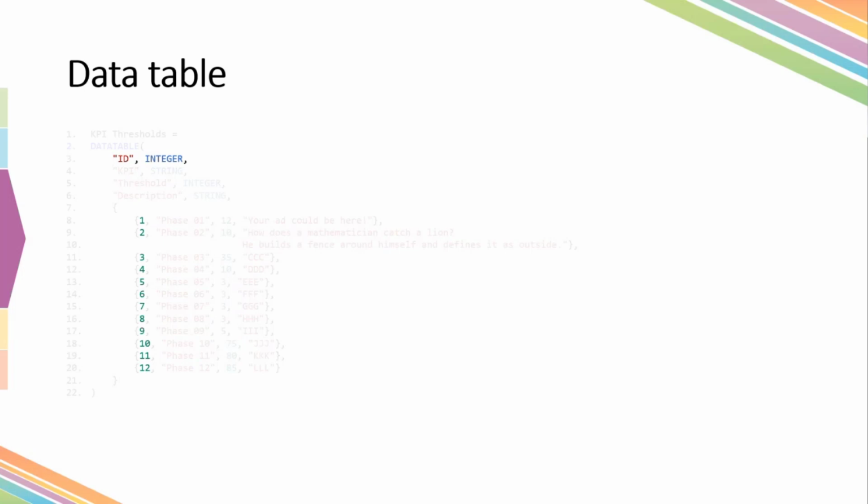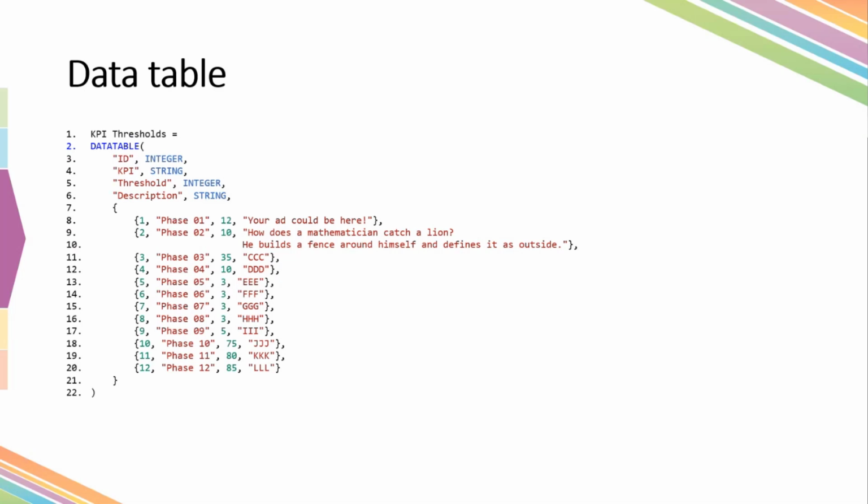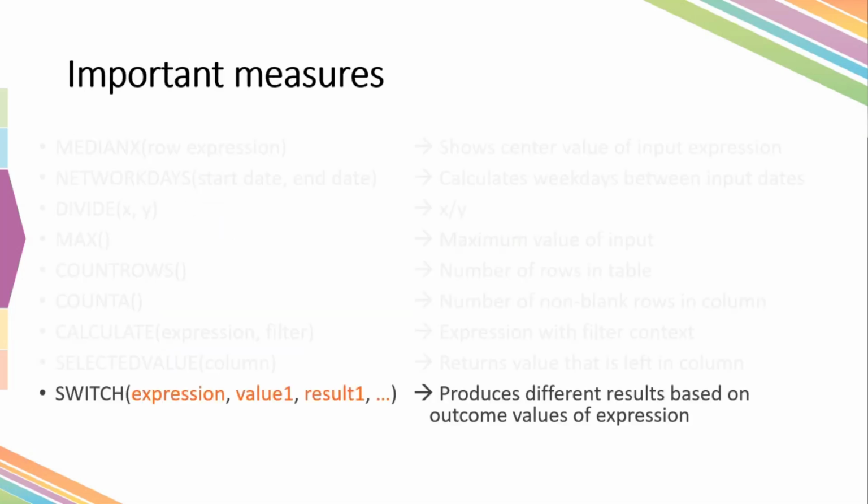In this case, I use first the IDs, which are integers. Then I have the KPIs, which are strings, and show the names of the KPIs. In this case, I wanted to keep it quite simple, just phases 1 to 12. The threshold values, again, integers, and then the descriptions, where you can even use an enter to create a new row. You're not just confined to block text, which is something I really like. Exactly, and that's the data table. And that's what the switch function then uses to do its job in the report itself.